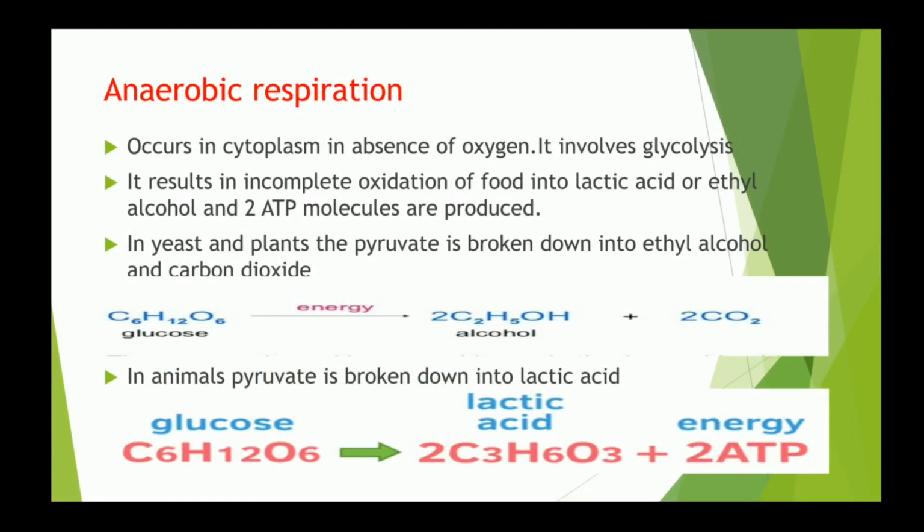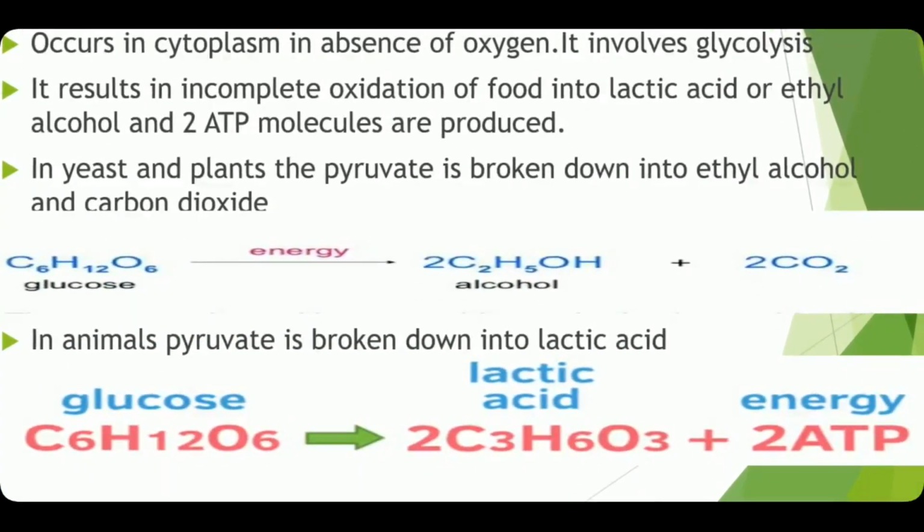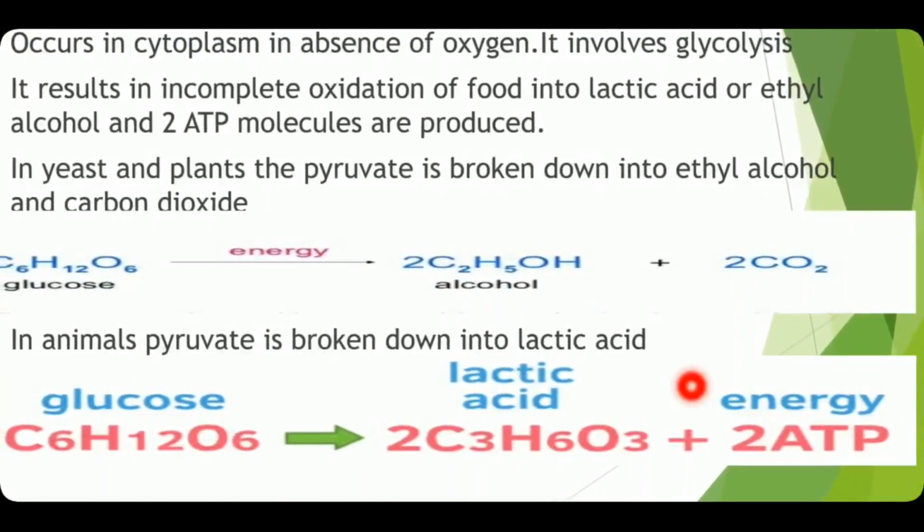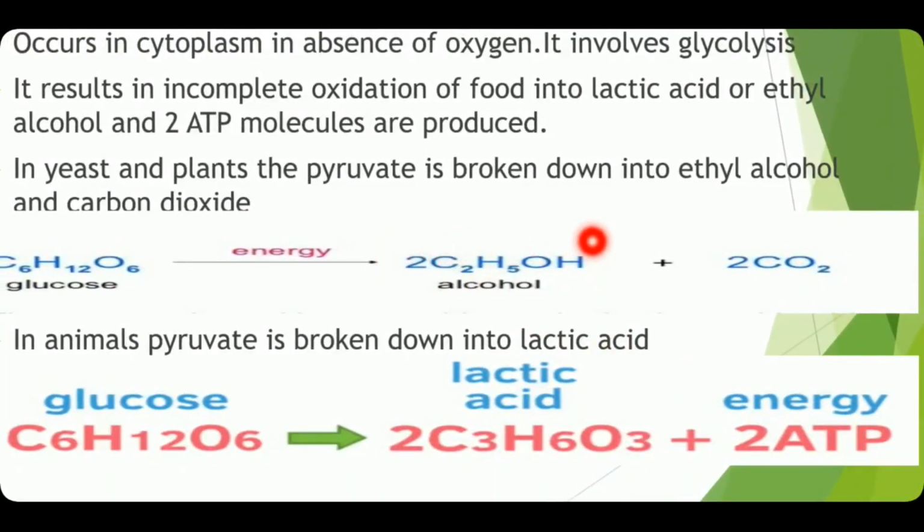You can see this C3H6O3. This is the formula of lactic acid, and along with that, two ATPs are produced. And here also two ATPs are produced. So in both conditions, whether it is ethyl alcohol or lactic acid, whatever is formed, two ATP molecules are produced.